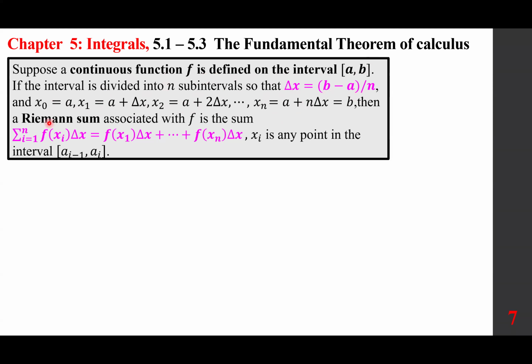Then a Riemann sum associated with f is the following sum, the summation of i going from 1 to n, f of x sub i delta x, equals f of x sub 1 times delta x plus f of x sub 2 times delta x all the way to f of x sub n times delta x. Add them up. x sub i is any point in the interval from x sub i minus 1 to x sub i, meaning left endpoints, right endpoints, midpoints, anything makes no difference. It's an approximation. This represents the approximation of the area under the curve.